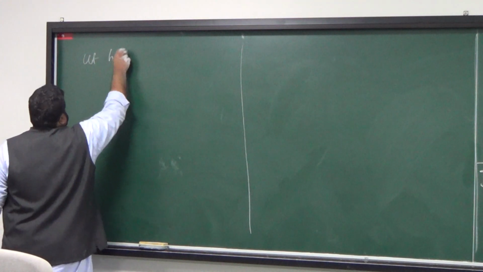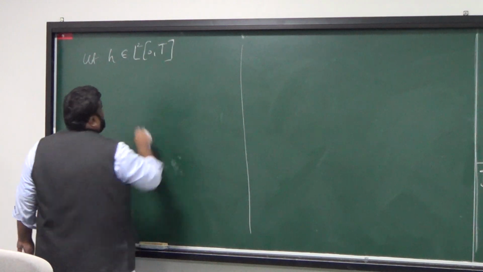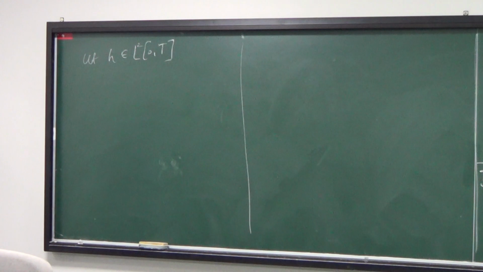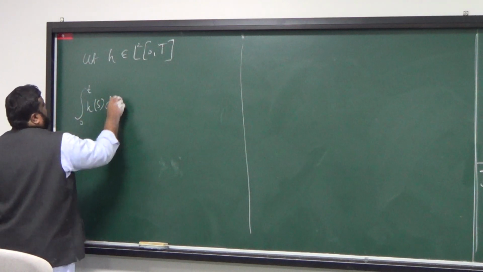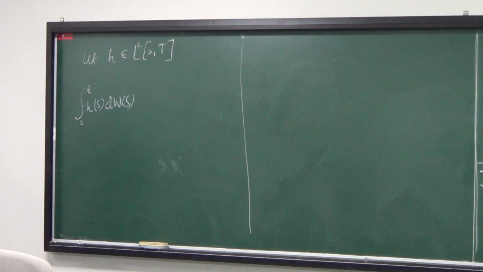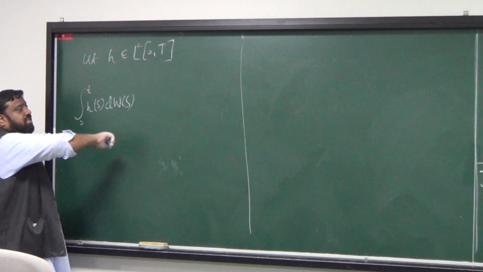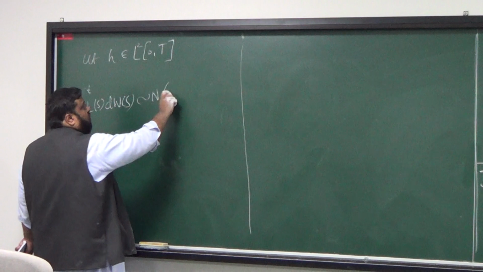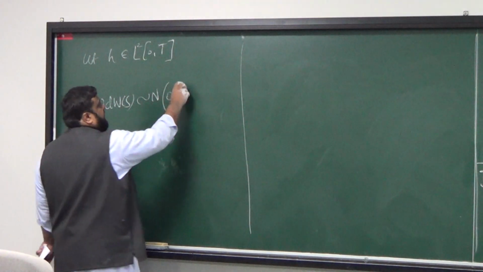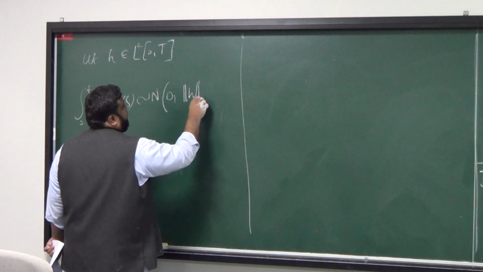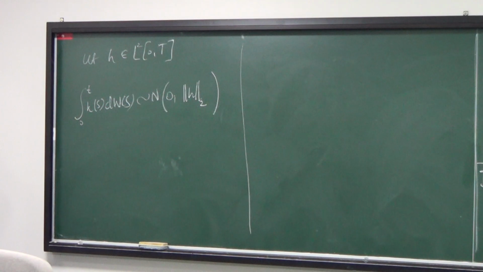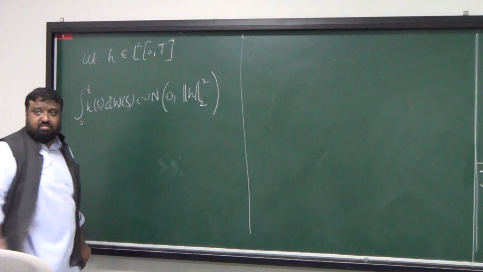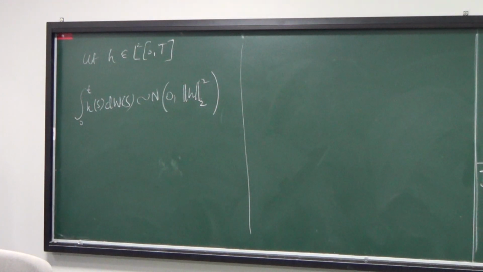Let's take a function h that is deterministic on this interval. Then what do we know about the stochastic integral of this deterministic function? We know that it's normally distributed with mean 0 and variance the L2 norm of h, squared. It's going to be the square of the 2-norm of h.